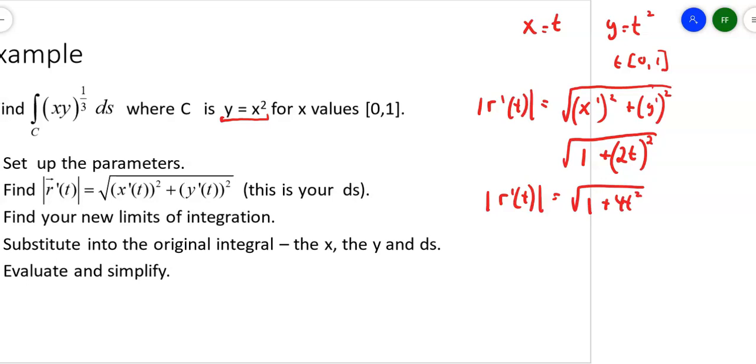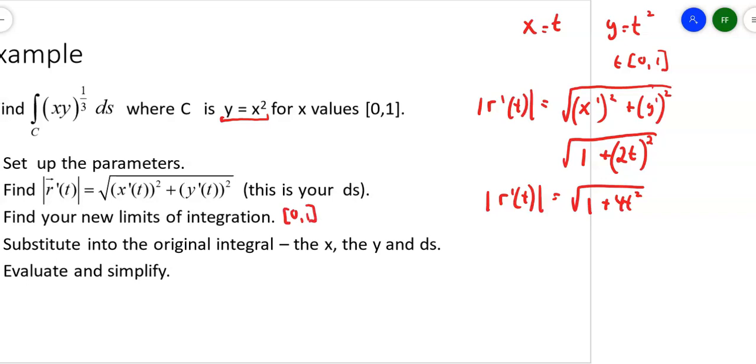That's my ds. All right, so what are my new limits of integration? Well, my new limits of integration are the t values. The t values go from 0 to 1, so here we're in step 3, limits of integration. They still go from 0 to 1.